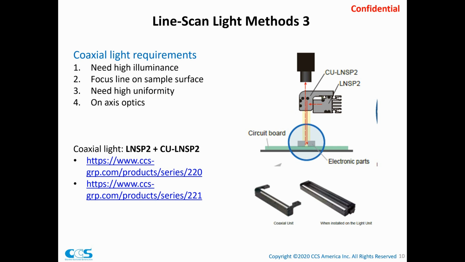For CCS, our standard coaxial light will be the front light NSP with a coaxial unit. It's like an adapter which can attach onto the standard front light NSP2 and then create a coaxial light. When we designed the NSP2, we designed the light to have high illuminance, but also good enough uniformity, so this light can be used as a coaxial light too. That's the third common lighting setup.